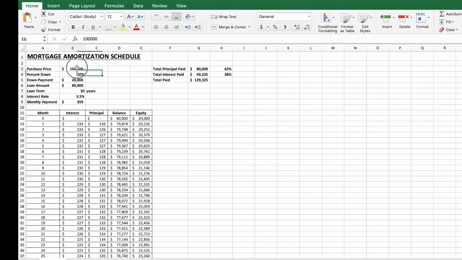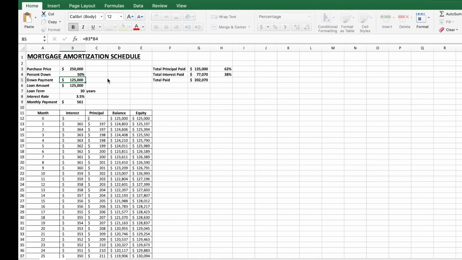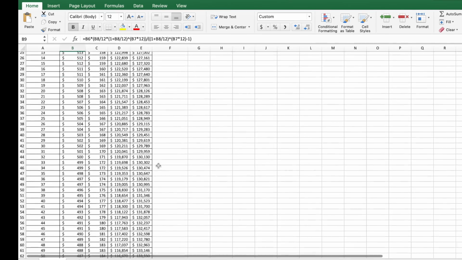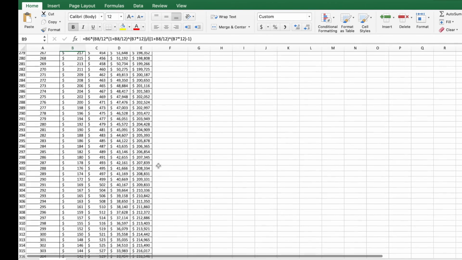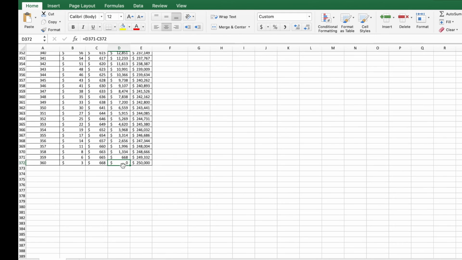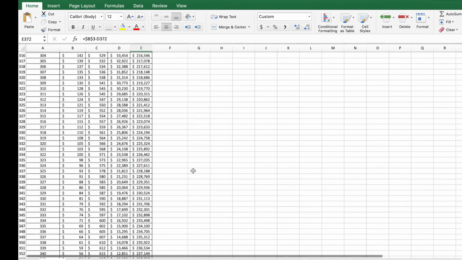Now, you could go through and change this however you want. You could make it a $250,000 purchase price. You could also change it to, say, 50% down. You could change your interest rate to 5%. You can go ahead and change things up like that. And when you do that, if you scroll all the way down, it should still show you that your loan amount has gone to $0 at the end of your term, which in this case for me is 30 years. And my equity is the full purchase price of the property, or $250,000.